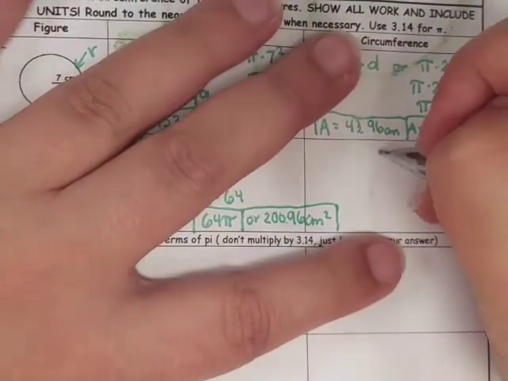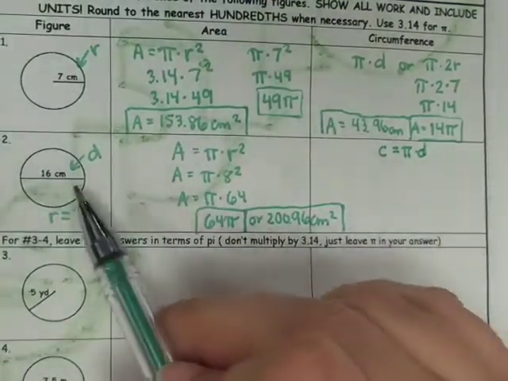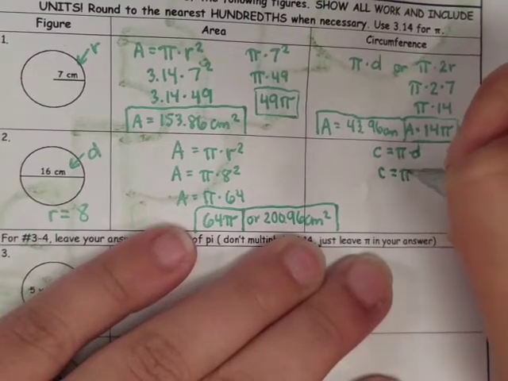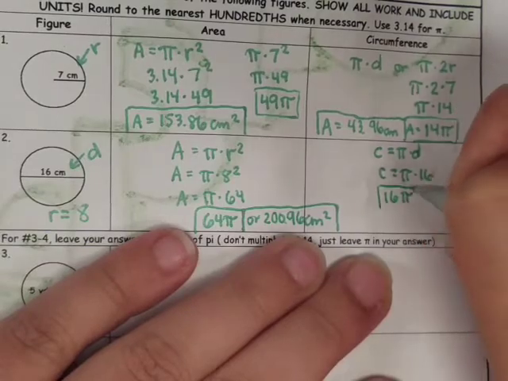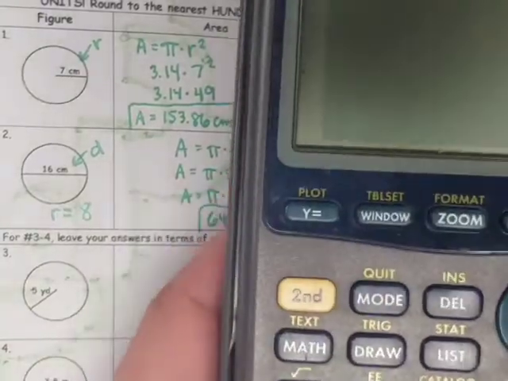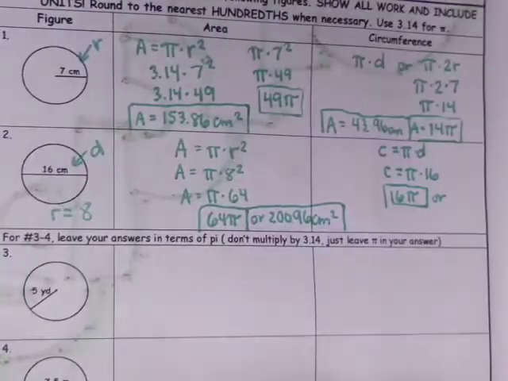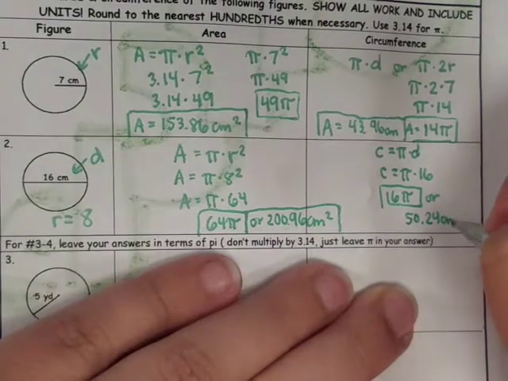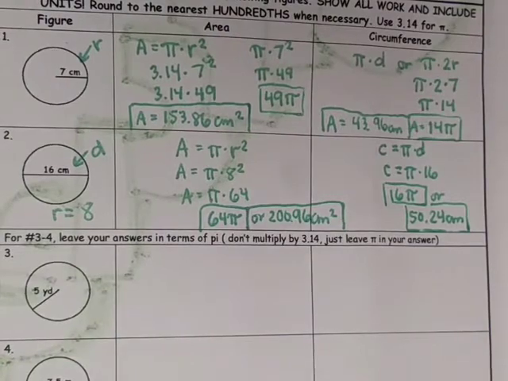All right, circumference is pi times diameter, or pi times 2 radii. Well, this one's already given us diameter, so we're just going to use this one. So circumference equals pi times 16, or 16 pi is your circumference. If they want you to multiply times pi, then you just multiply times 3.14. And that gives me 50.24. And that is centimeters. All right, so both of those answers are the circumference of that circle.